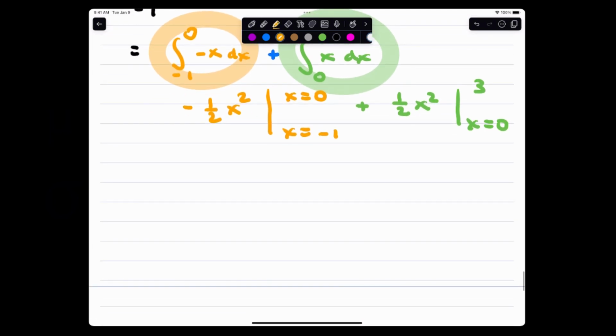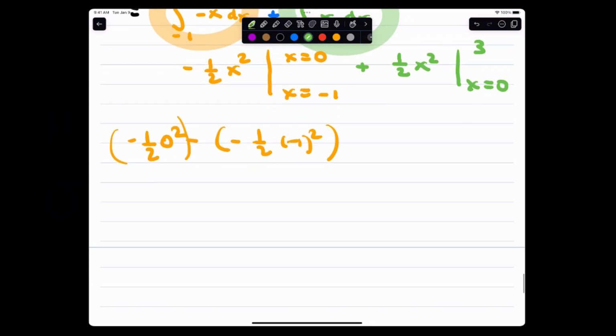Okay, so let's do some arithmetic. Then that's going to be, what's that going to be here? -1/2 times 0 squared minus (-1/2)(-1) squared. Okay? And over here, this is plus what? 1/2 times 3 squared minus 1/2 times 0 squared. And let's make sure my parentheses are appropriate. You might say, why do you have extra parentheses on the other one? Because of the negative sign.